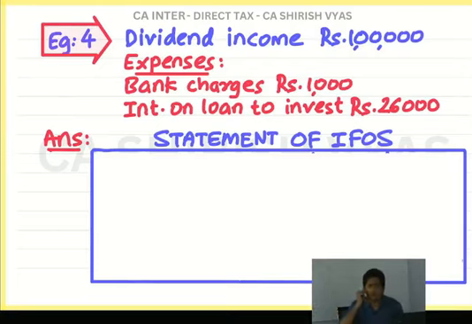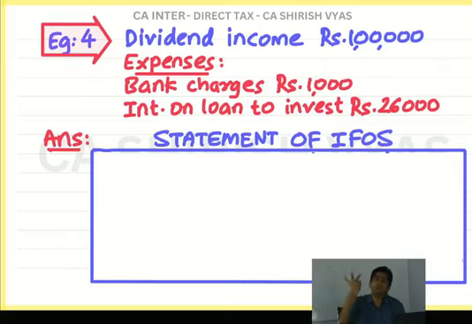See, bank charges is what you know. Normally, when companies give dividend, it goes to my bank account. And bank has to put some efforts to collect the dividend in my bank account. For that, bank charges something. So there is some bank charges. Plus, what is this, interest on loan? To invest in shares, I might have taken a loan. On that I pay interest.